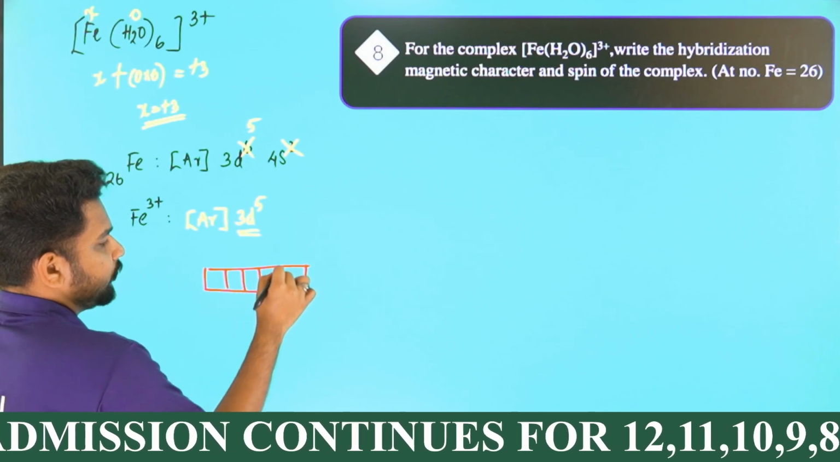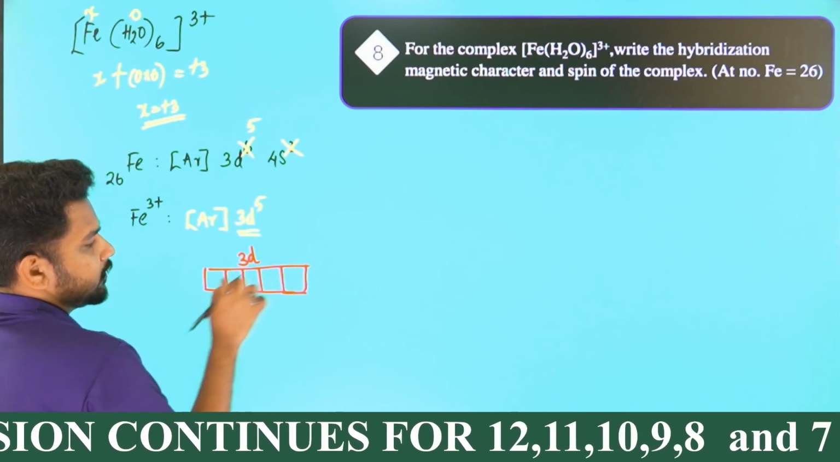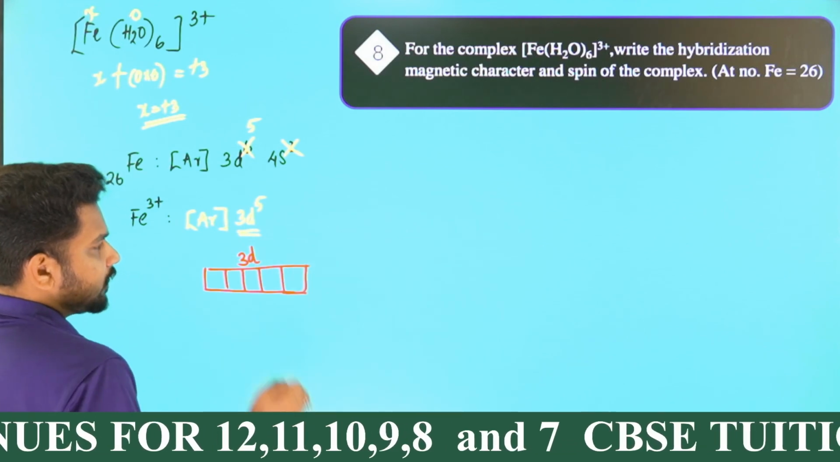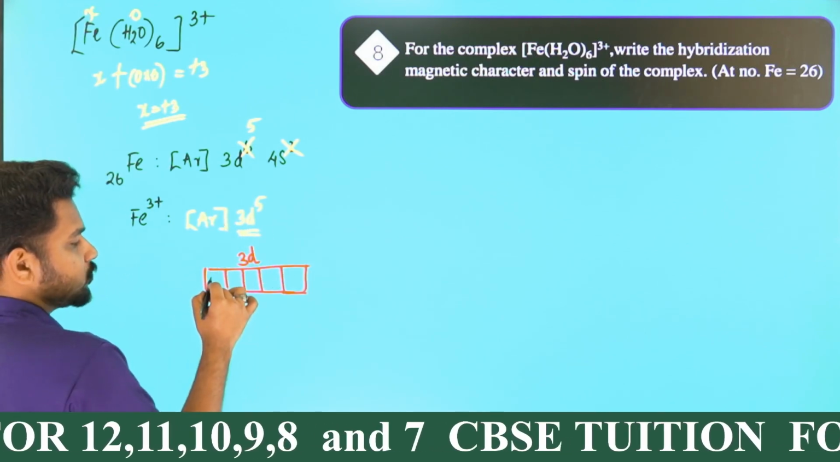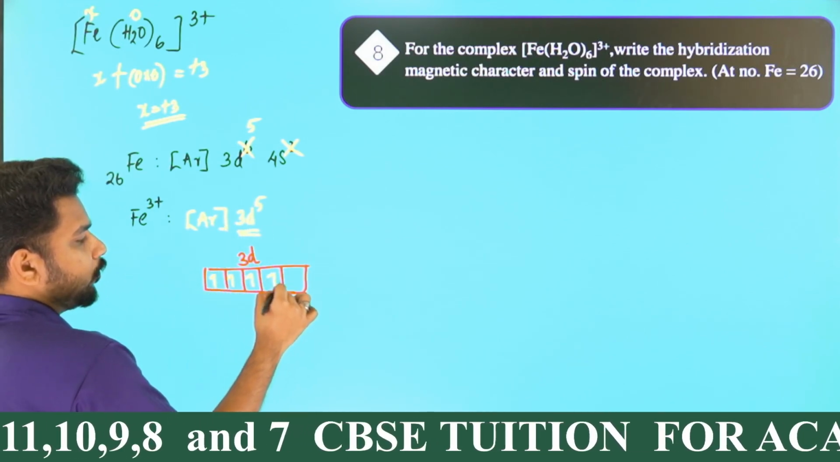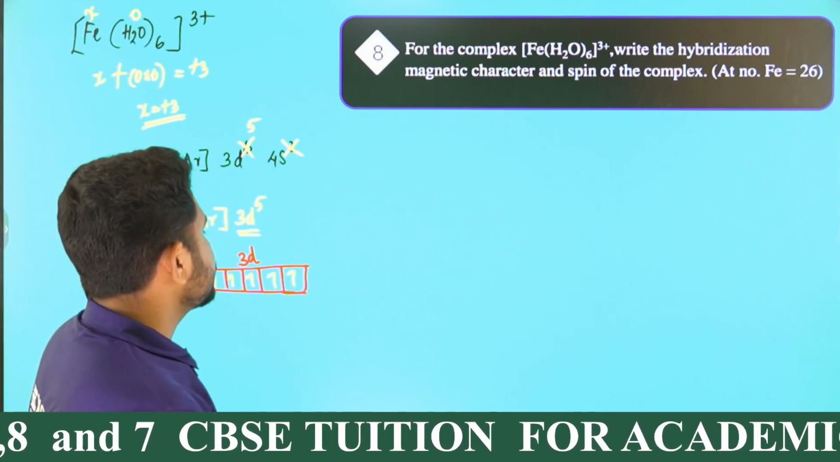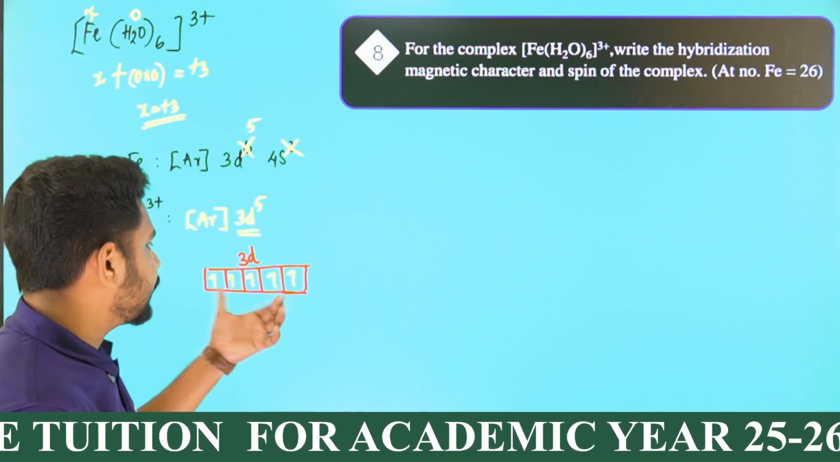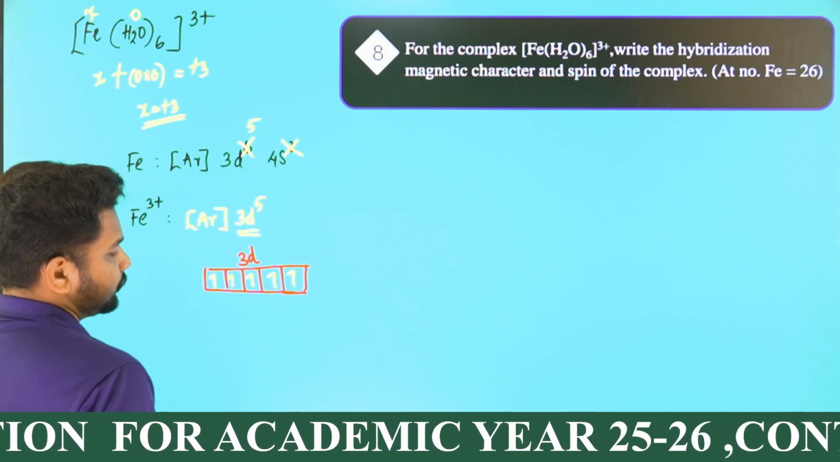1, 2, 3, 4, 5. Yes, 3d. This is an orbital diagram for 3d. And do you know how many electrons are there in this 3d? 5. So 1, 2, 3, 4, 5. 5 electrons are there in the 3d orbital.